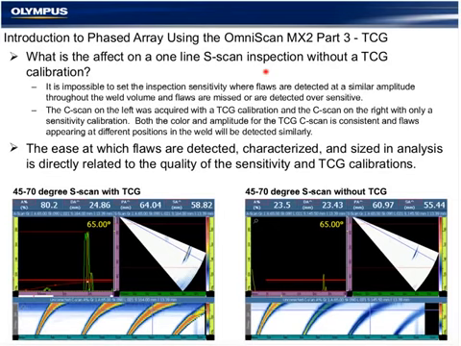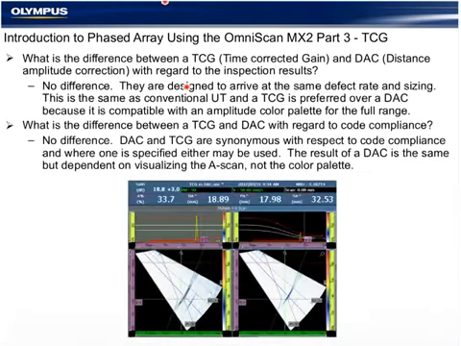We hear both of those terms used synonymously, interchanged with each other, and in fact, to the reject rate or to the intent of the code, they are exactly the same and will produce the same result. Where a code is specifying a DAC, distance amplitude correction, like you see here, that can either be converted to a TCG or can be built as a TCG.